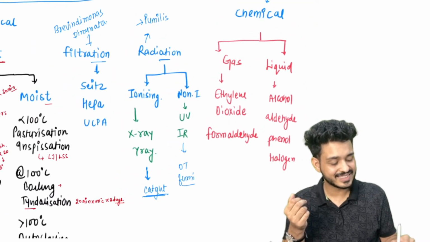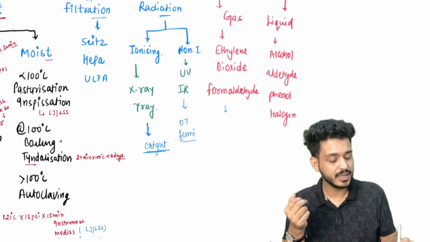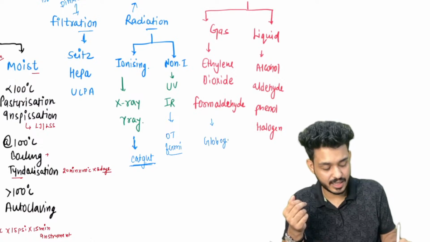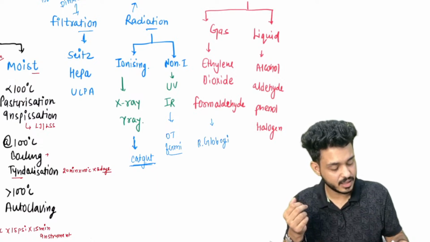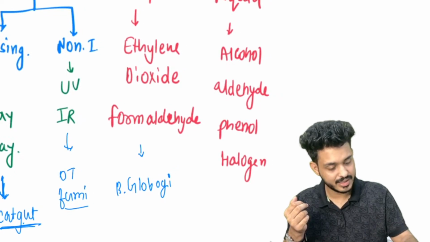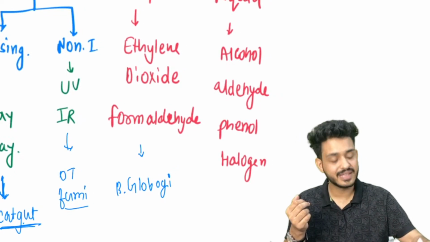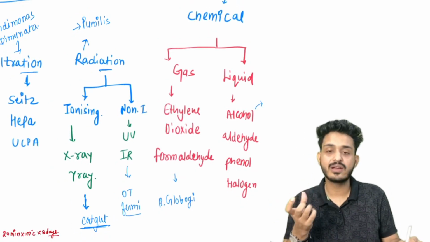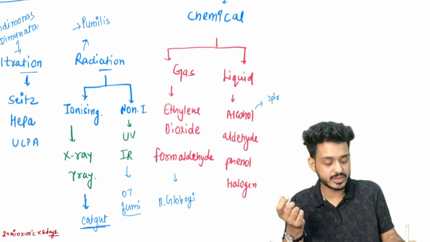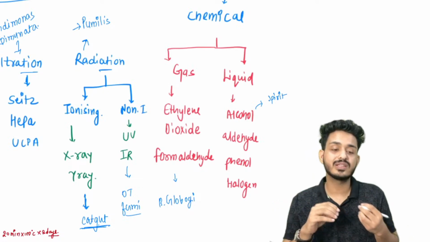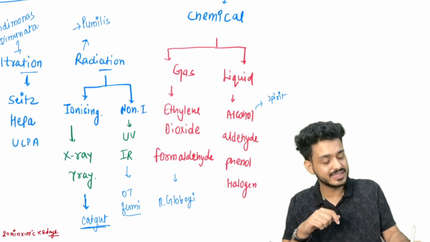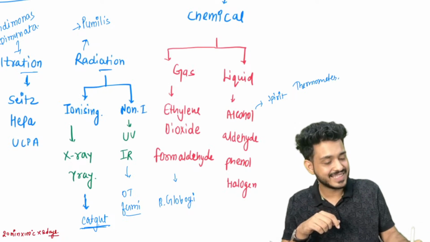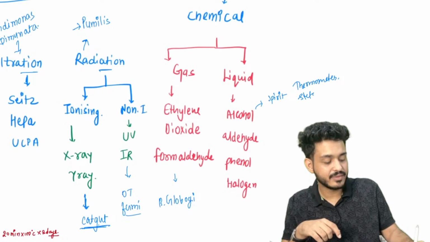Okay, for gas sterilization, the control will be Bacillus globigii. Globigii is the control for this particular thing. Okay, this particular thing. Lastly, we are having these chemical liquids. We are having alcohol. Alcohol is basically spirit that we are using. So spirit se kya saaf karna hai? What are the things we need to clean with the spirit? One is your thermometer, and second one is your stethoscope.